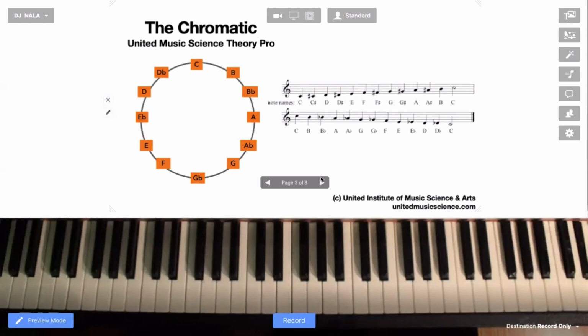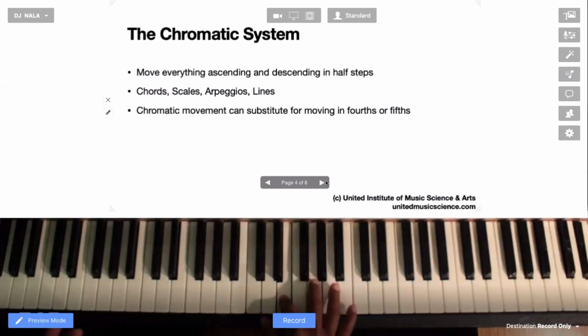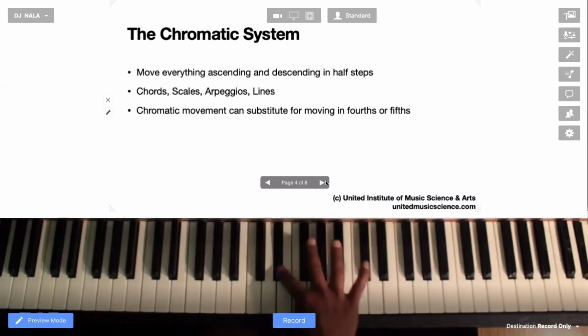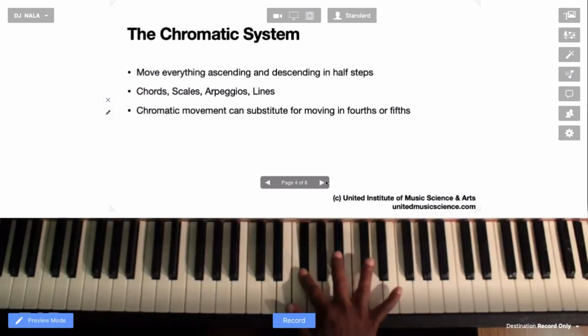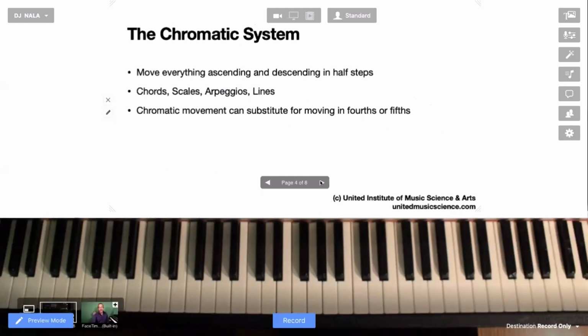Now the chromatic system, like I said, move everything. Your arpeggios, you know what an arpeggio is, right? You're just gonna play. You practice everything like that. You guys practice your arpeggios, lines, scales, every movement.